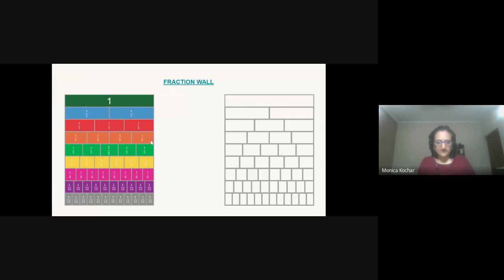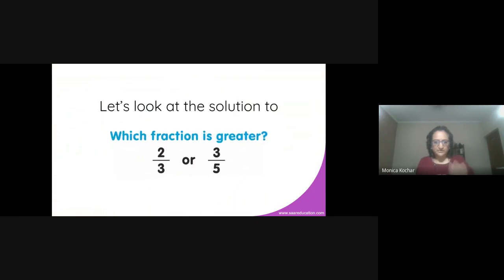So fraction wall is something that shows very clearly how 1 is divided into fractions in so many ways. You can have a full wall with numbers, or you can have a blank wall and ask the children to make it for you. And using this, let's look at the solution to which fraction is greater. Now, I would ask you, how would you normally do this in the classes? Which fraction is greater? Something which the teacher was doing in the classroom. Would anyone like to quickly share how would you normally do this in classes?